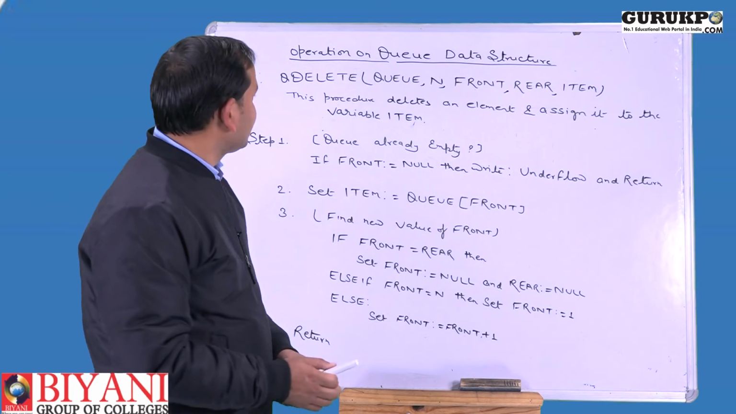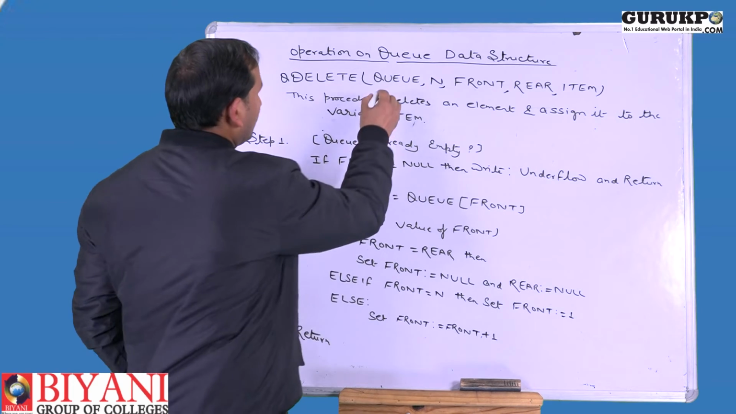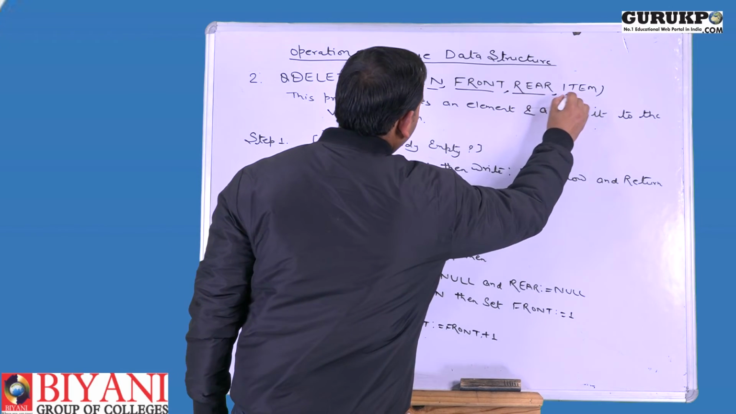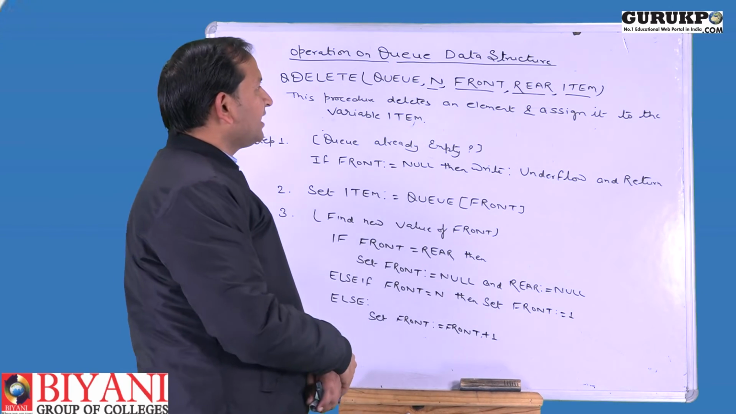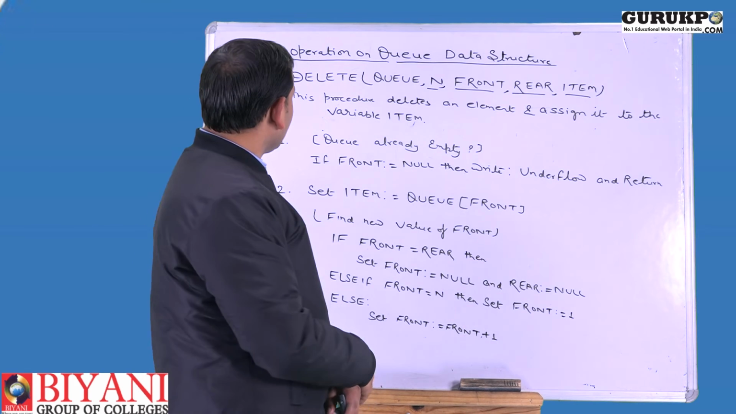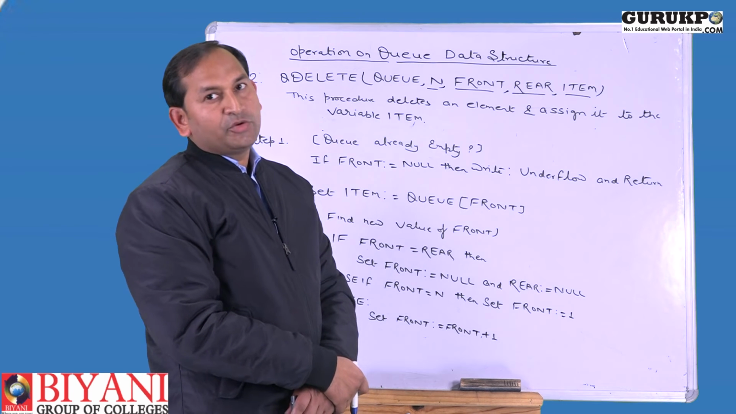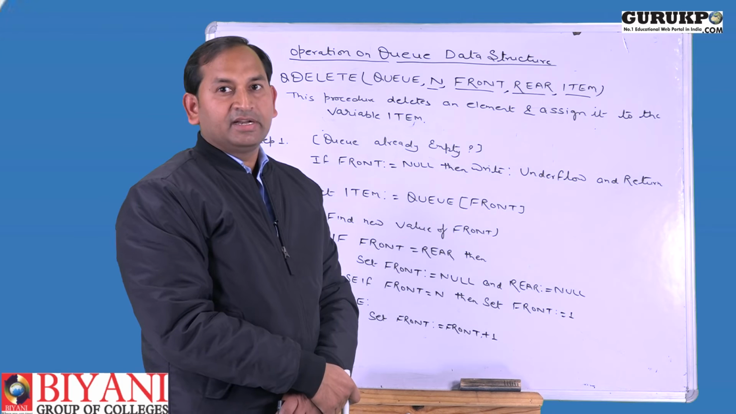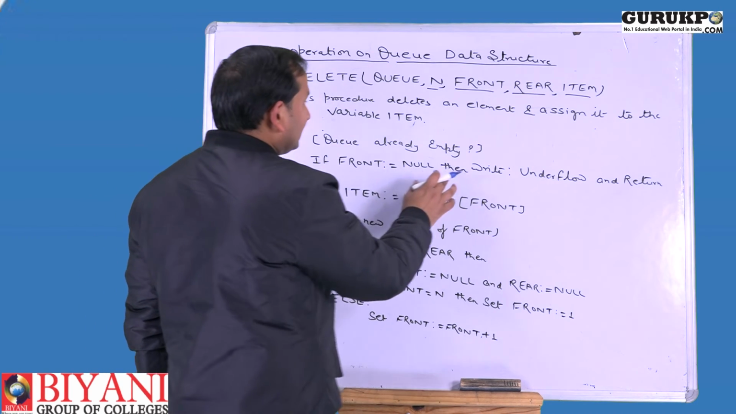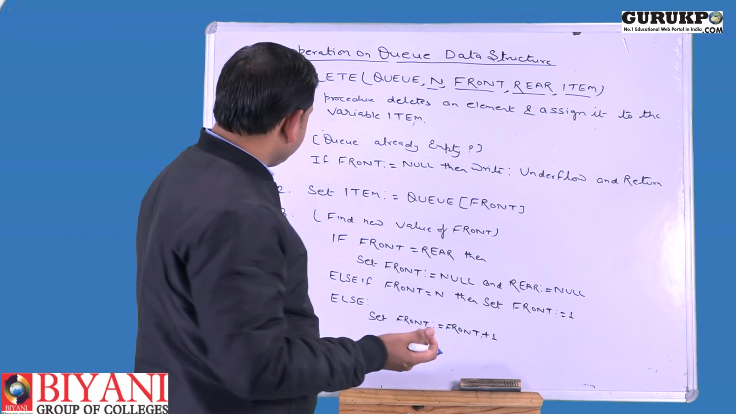Now, we discuss the second operation of the queue data structure, the queue delete operation. Here we require queue, total number of items n, front value, rear and item. This procedure deletes an element and assigns it to the variable item. Step number 1, first we check if the queue is already empty or not. If the queue is already empty, in this case we can never delete any element from the queue. If front equal to null, then write underflow condition and return from the procedure.